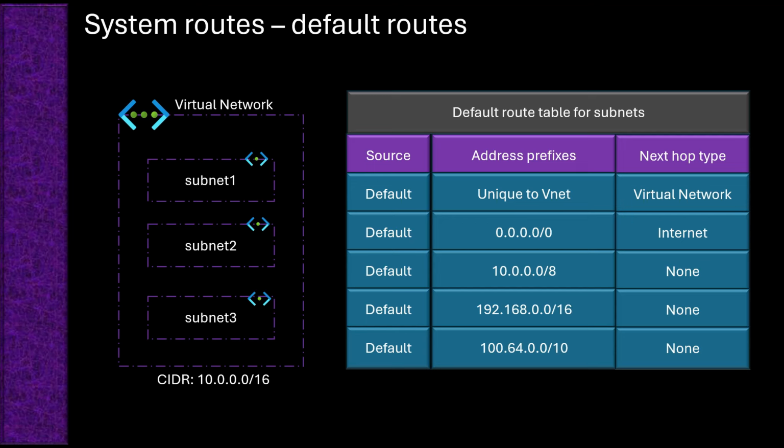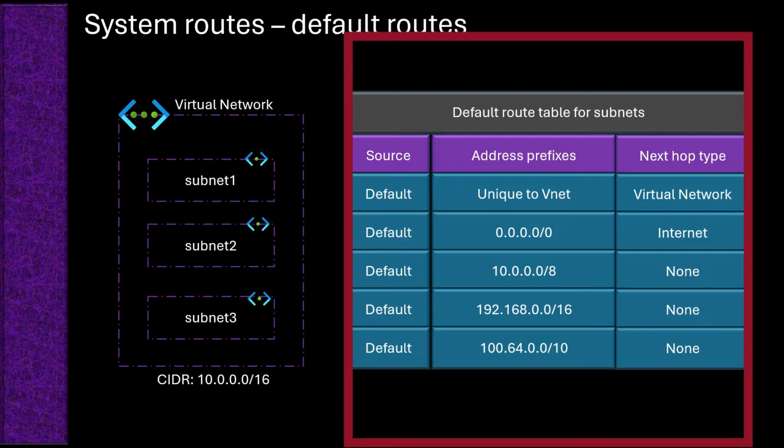Each system route contains an address prefix, which defines the destination IP range, and a next hop type, which specifies where the traffic should go. Azure uses different next hop types to guide traffic depending on the destination. Whenever a virtual network is created, Azure automatically creates the default system routes for each subnet within the virtual network. The definition of this system route table is on the screen.